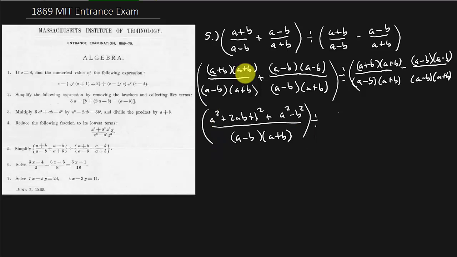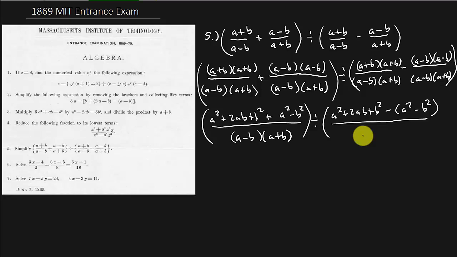I'm sitting here worried about how much room I have to work these. All right, so multiply that, and then I got a parenthesis there. And then I've got a squared plus 2ab plus b squared minus a squared minus b squared. And that's all over a minus b times a plus b.